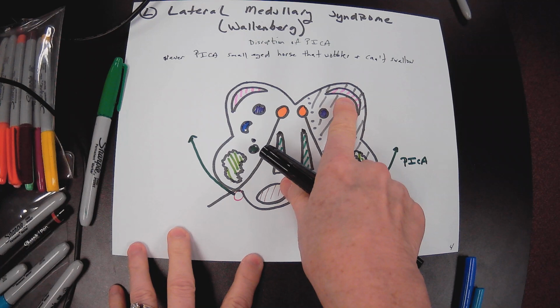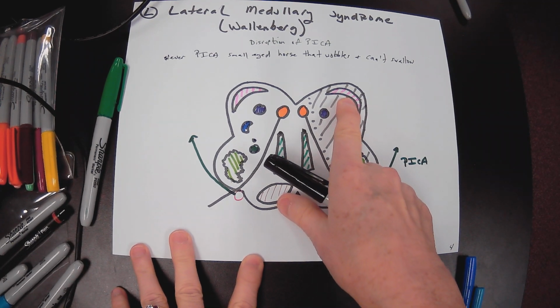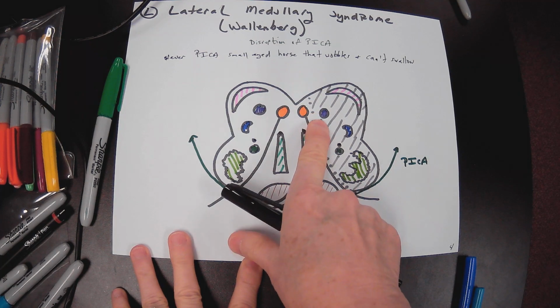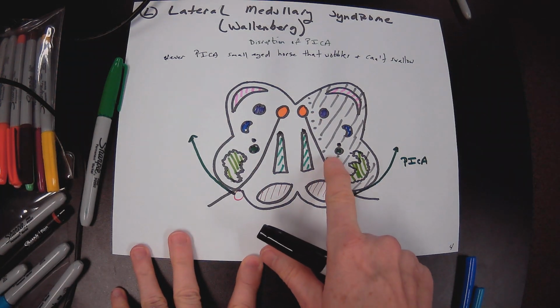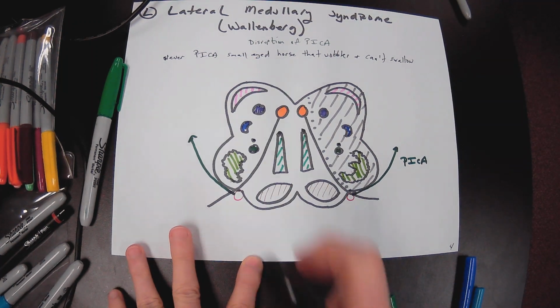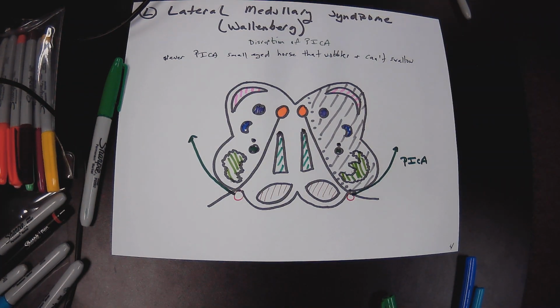It wobbles because the inferior cerebellar peduncle is affected, can't swallow and has a hoarse voice, so it's nucleus ambiguus, as well as the sympathetic tract gives them a small eye. Okay, so just something to remember. Never pick a small-eyed horse that wobbles and can't swallow. Questions about that? Does it make sense? So if you know the artery, you know the cranial nerves that are involved, you know what's in the middle, you can predict signs and symptoms, patient presentation.